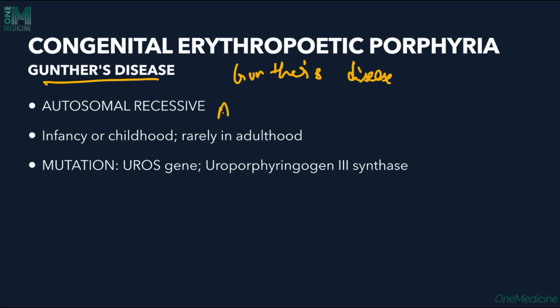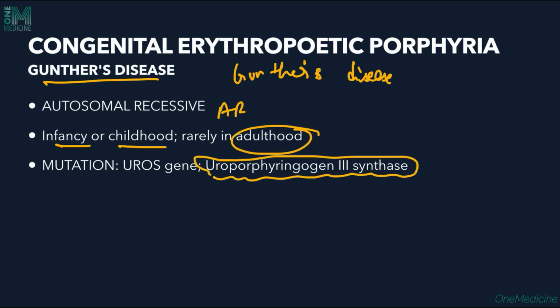It is an autosomal recessive condition. It is seen in infancy and childhood. Rarely it can be seen in adulthood also. There is mutation of uroporphyrinogen 3 synthase here. This is the enzyme deficient here, which causes the porphyria, that is congenital erythropoietic porphyria.